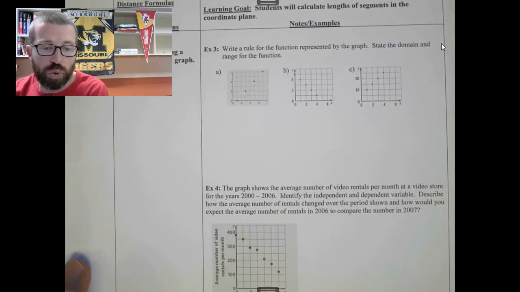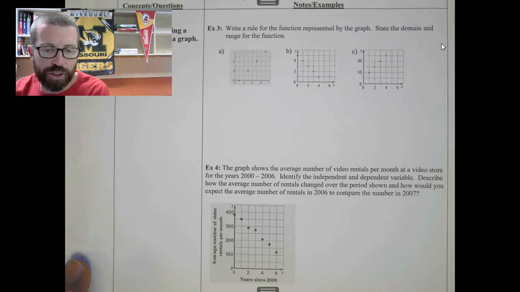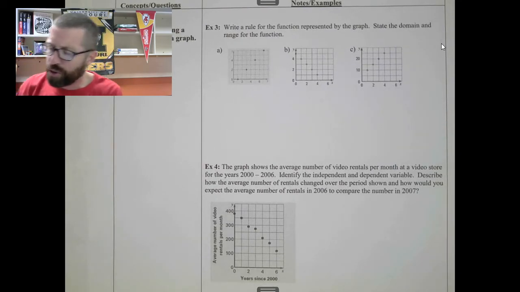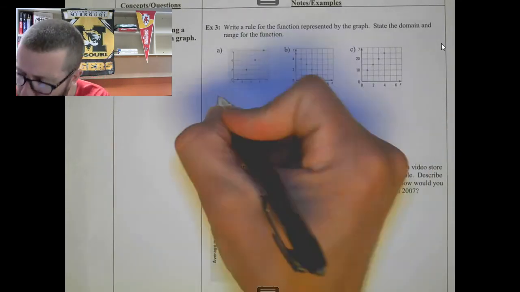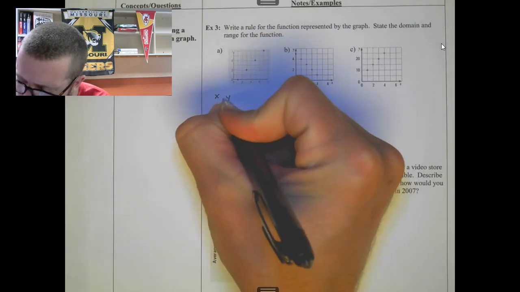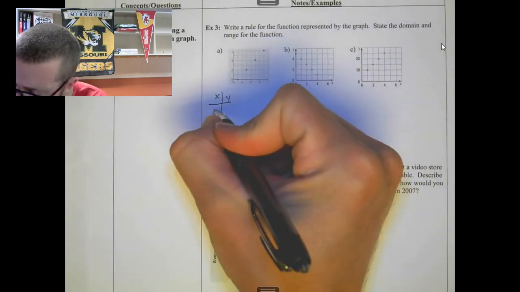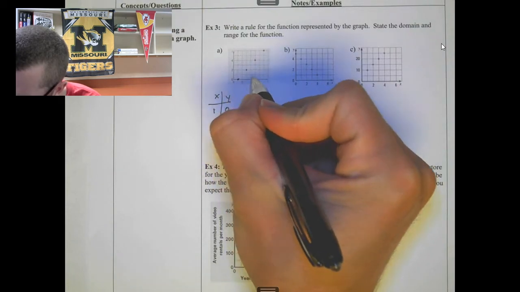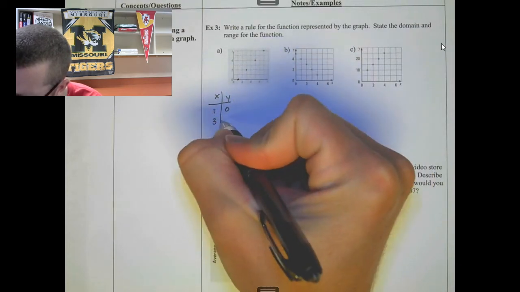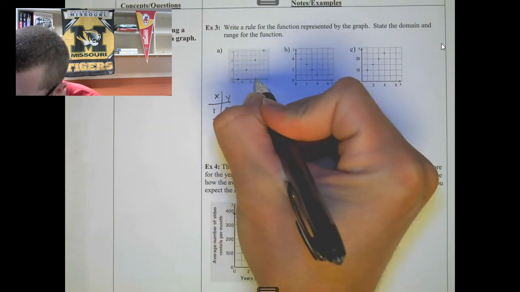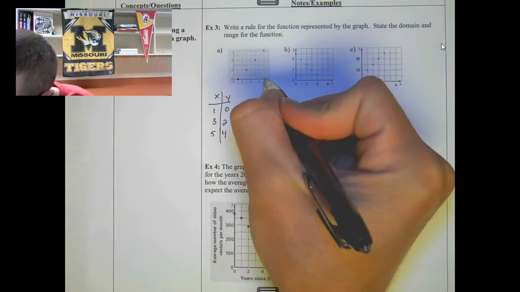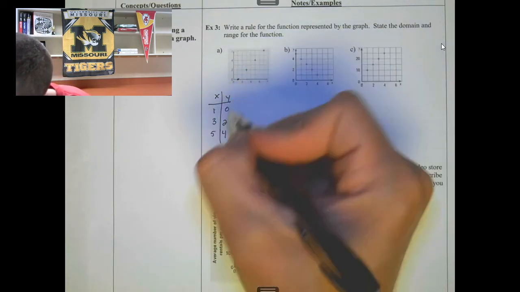Okay, we can write a rule from the function represented by the graph. And when you do this, I would say start by just listing the points. Let's turn this graph into a table. And then when you get good at that, you can stop doing that. But so this point's 1, 0. This point's 3, 2. This point's 5, 4. And this point is 7, 6.